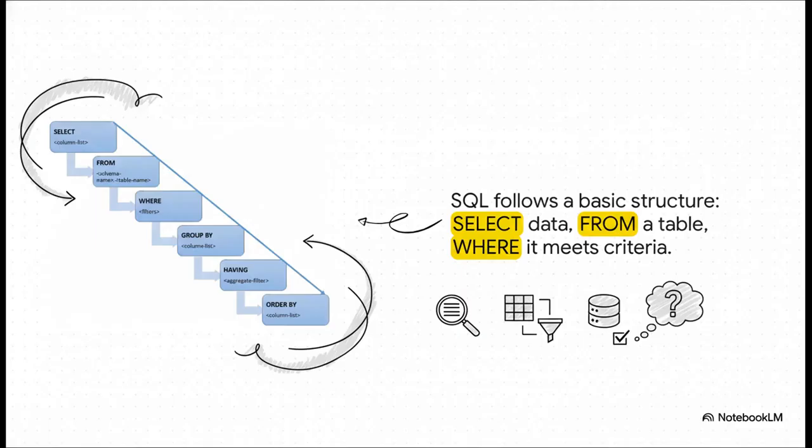So, take a look. A basic SQL query has this really clear logic. You select the columns you want, you say from which table to get them, and then you add a where clause to filter down the results. It's our way of describing exactly what we want from the database.